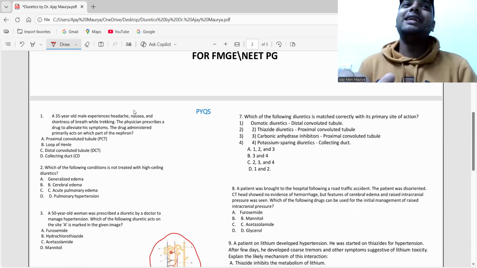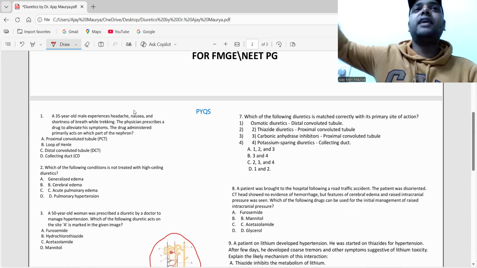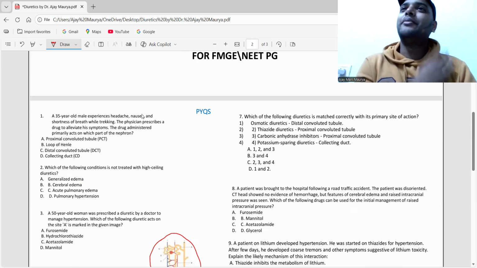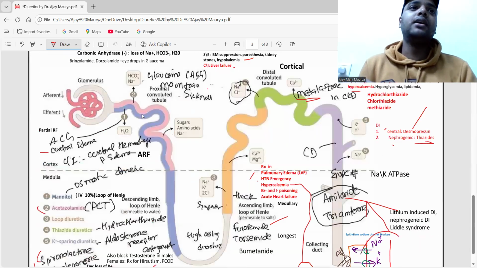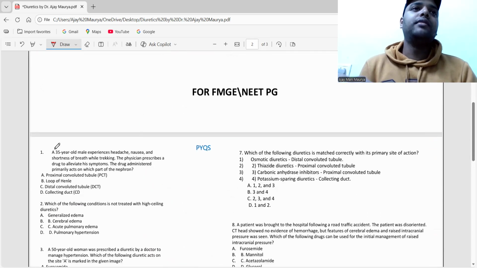See, while trekking means he was going to a higher altitude. Now the physician prescribed a drug. The diagnosis is what? Mountain sickness. Then what is the drug of choice? Acetazolamide. Acetazolamide, where does it act? It acts at the PCT. So the answer will be PCT.